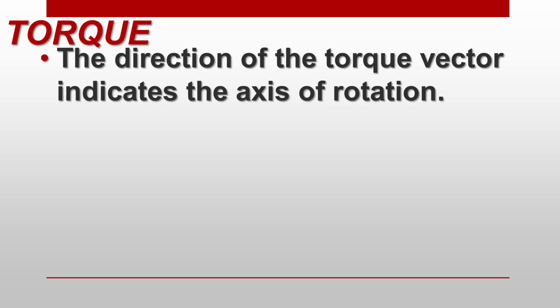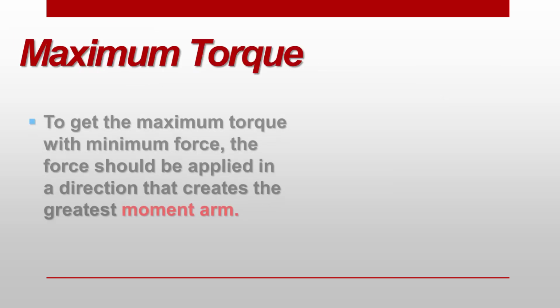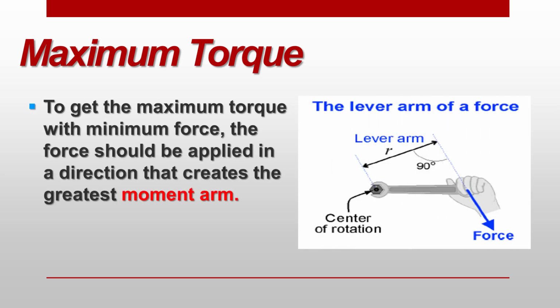The direction of the torque vector indicates the axis of rotation. As we have already discussed, if we find the direction of torque by the right hand rule, the thumb indicates the direction of the axis of rotation. If we want the maximum torque with minimum force, the force should be applied in a direction that creates the greatest moment. So with minimum force we can apply maximum torque.